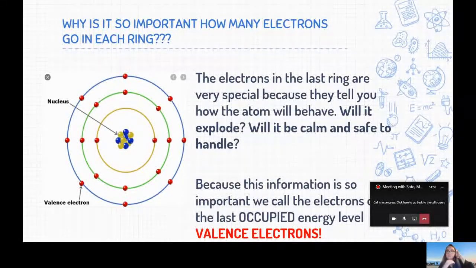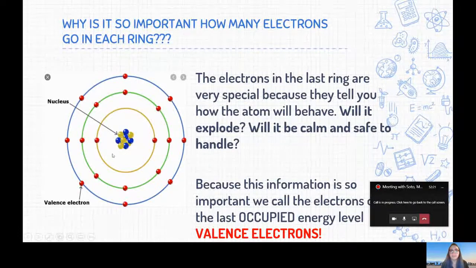So as you know, in life, we have many elements, right? Some elements are reactive and some elements are not as reactive. So depending on how many electrons they have on that last ring, that's going to tell us if they're going to react or not. So that last ring of electrons is extremely important, and we call those electrons valence electrons. So again, valence electrons are the ones on the last shell.